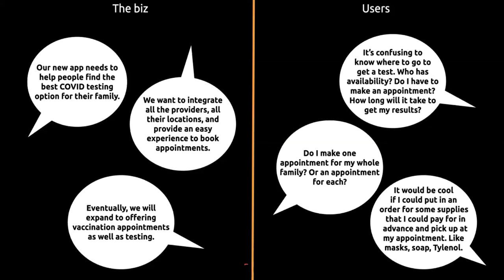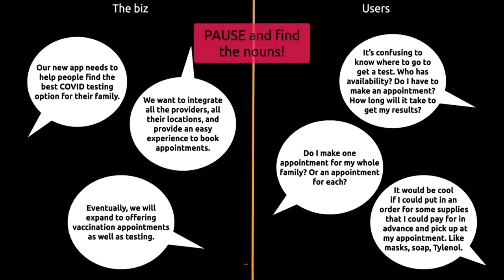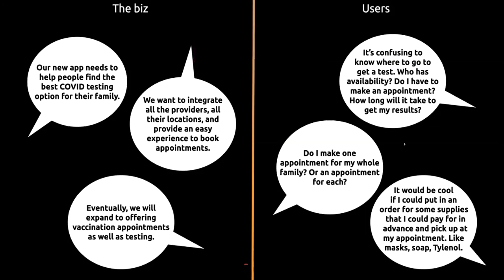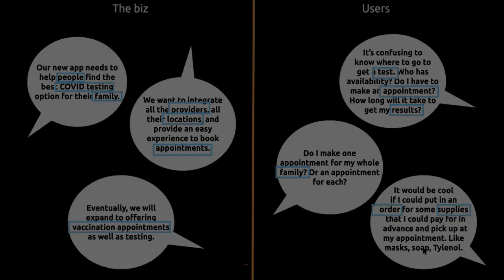What kind of nouns do you see here? What kind of objects do you think might be part of this new application that CVS or Walgreens might be launching? Just go ahead, I'm going to give you a minute. I'm going to take a drink. Locations, appointments. Yes, you guys are getting it. So people, the actual tests, the family, the providers, the locations, the appointments, the results. Ordering supplies. So maybe actually it's supplies, and soap is a type of supply.